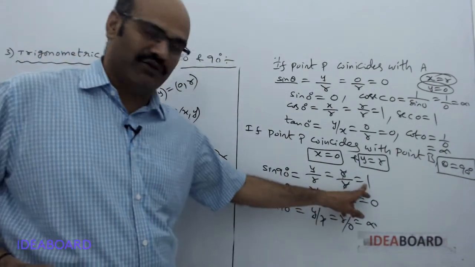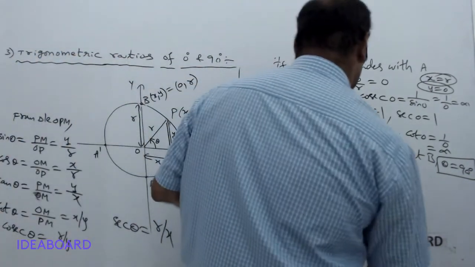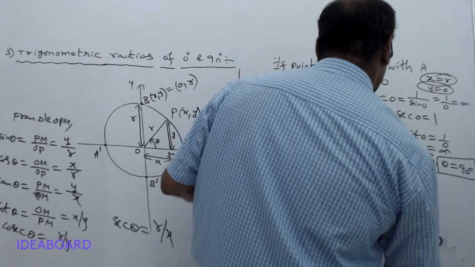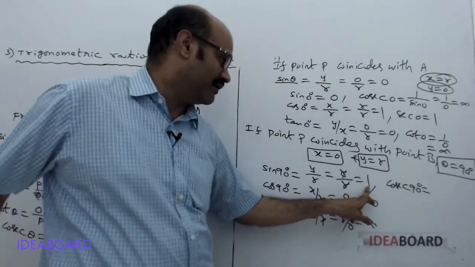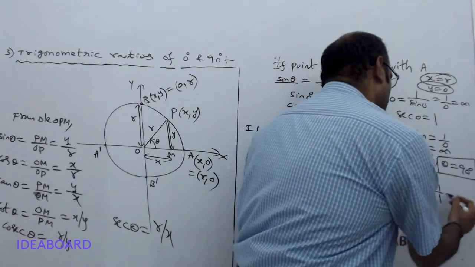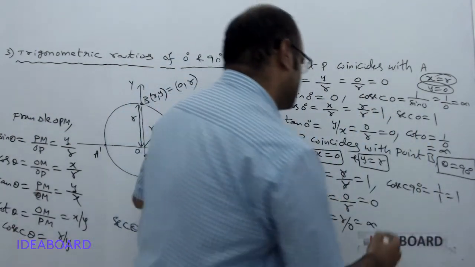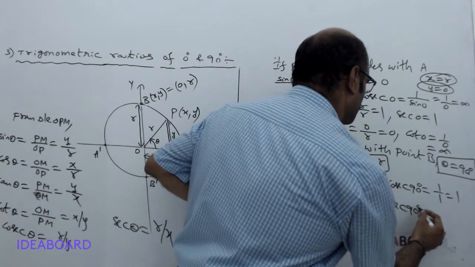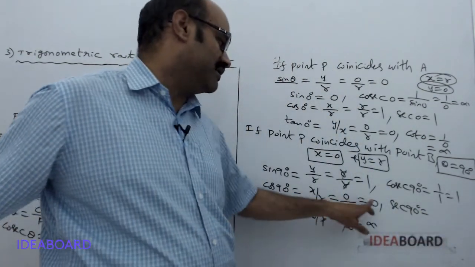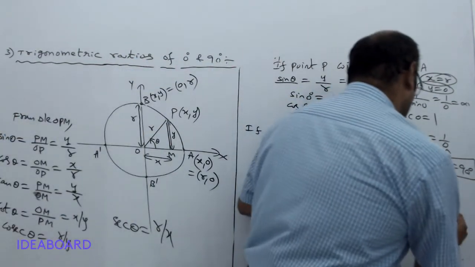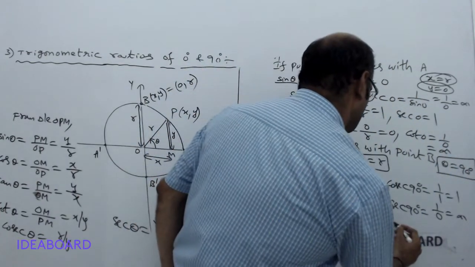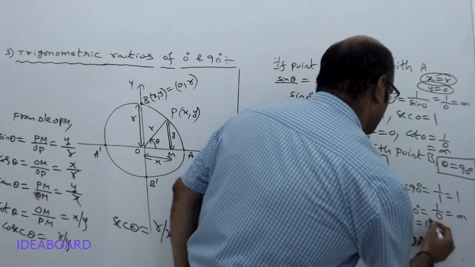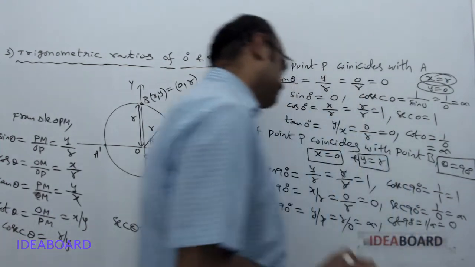So sin 90 equals 1, then cosecant 90 equals 1 by sin 90, which is 1 by 1 equal to 1. Secant 90 equals 1 by cos 90, so 1 by 0 equals infinity. Cot 90 equals 1 by infinity, which equals 0.